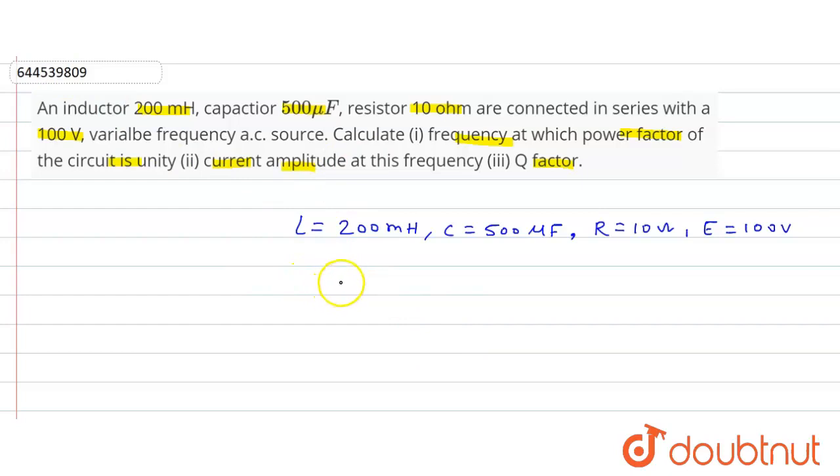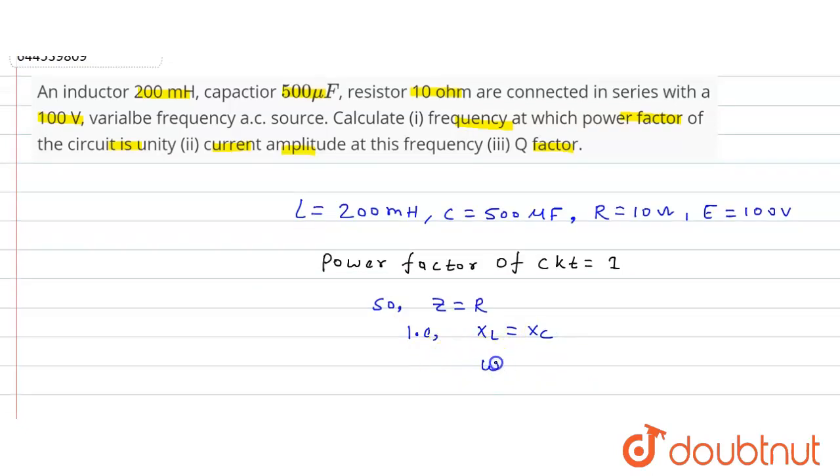So, the power factor for the circuit is 1. The frequency at which the power factor of the circuit is unity means the power factor of the circuit is 1. Unity means 1. So Z is equal to R. Power factor 1 means Z is equal to R, so we can say XL is equal to XC, or XL, that is omega L, is equal to 1 upon omega C.